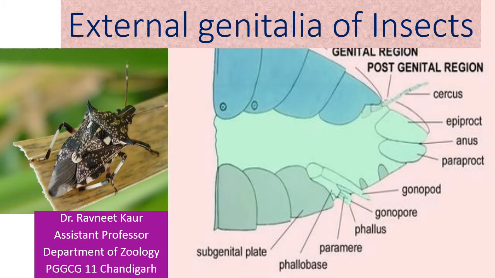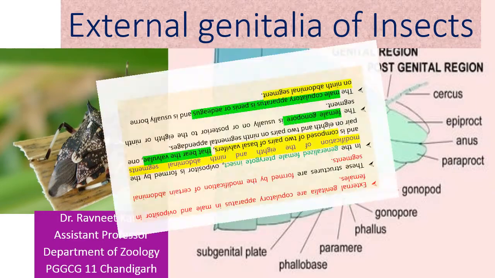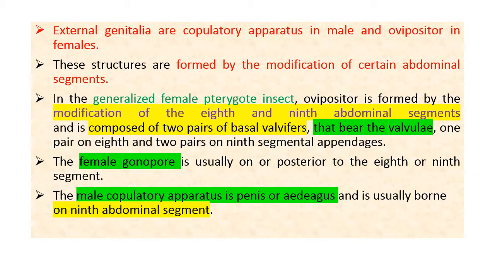We are going to study the basic concept of external genitalia. In case of external genitalia, we are going to study the basic terminologies used in male and female external genitalia. Now, external genitalia are the copulatory apparatus in males and the ovipositor in females. These structures are formed by the modification of certain abdominal segments.